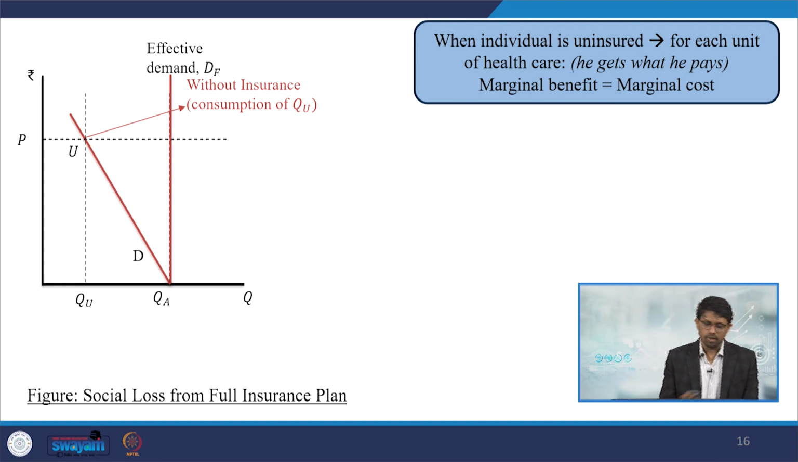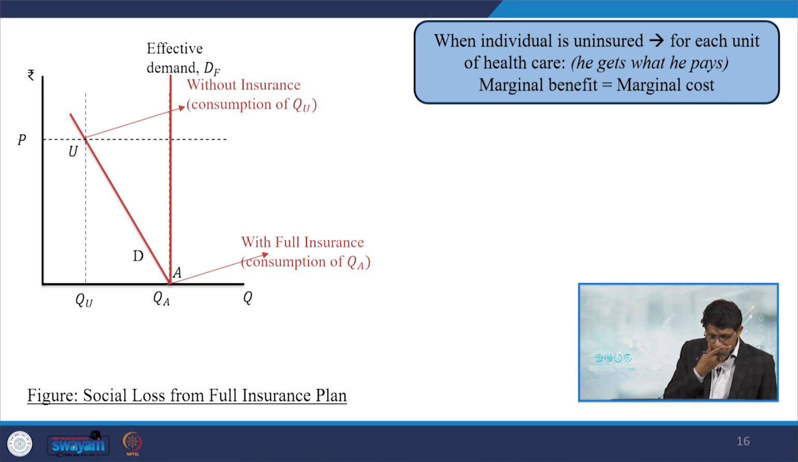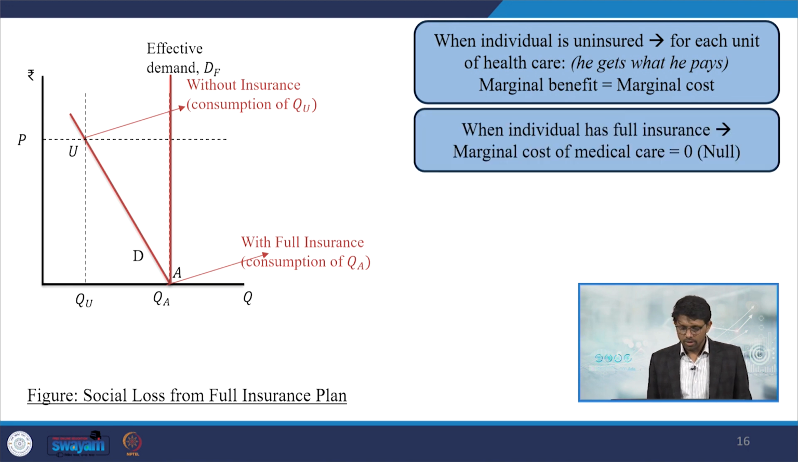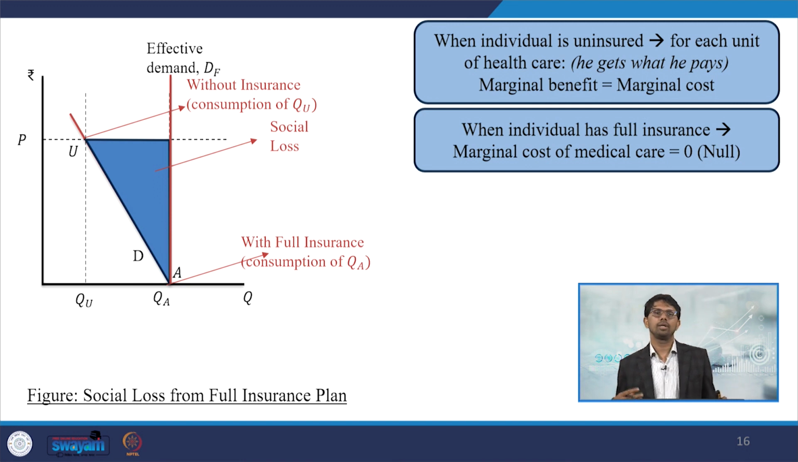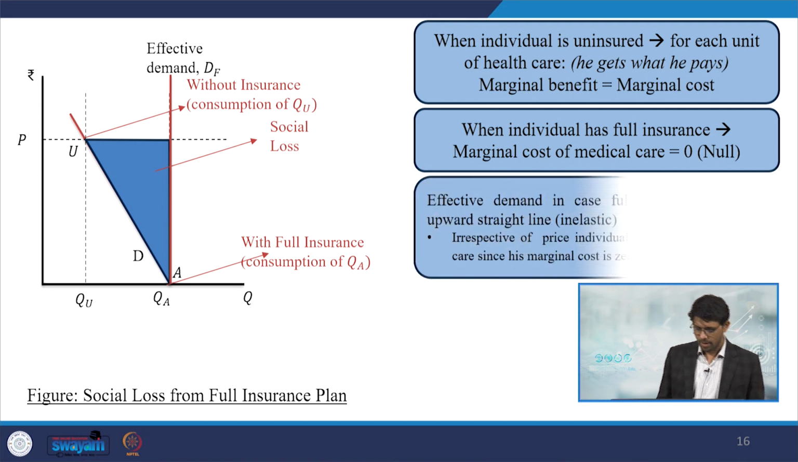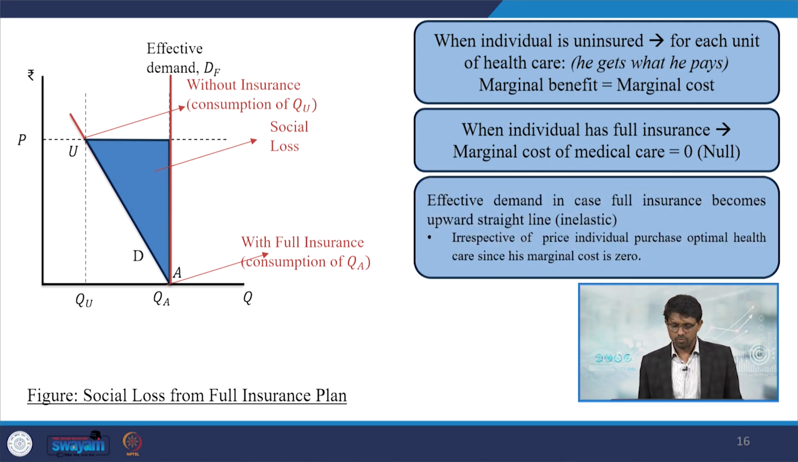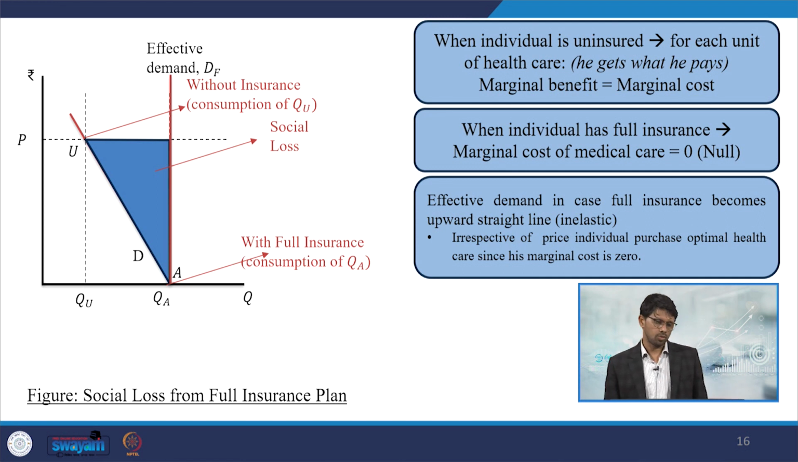Once fully insured, at the level of total demand, that is QA, it is complete coverage by insurance. So, that means all the access you can get, and that is considered full insurance. When an individual has full insurance, the marginal cost of medical care is actually 0, and hence it is overutilized, since the individual is bearing no marginal cost, and all the cost of excess actually goes to society, and hence it is called social loss. Effective demand in the case of full insurance becomes an upward, straight line, that is, inelastic. Irrespective of price, the individual purchases optimal health care, since his marginal cost is 0, which we already mentioned.